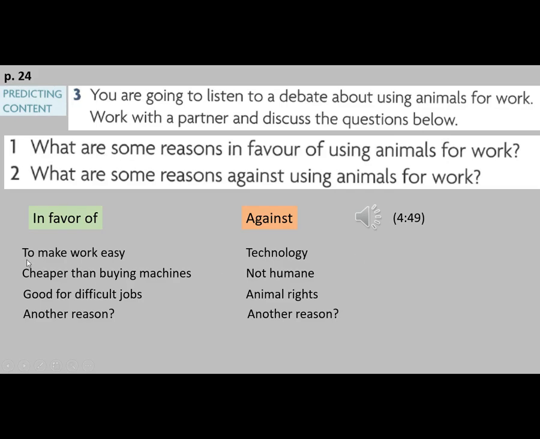Now listen and check what reasons they give in favor of using animals for work and what reasons they give against using animals for work. Do you hear any of these reasons? Maybe you wrote some reasons in your notebook. Do you hear any of them? So let's listen now. 1.4.